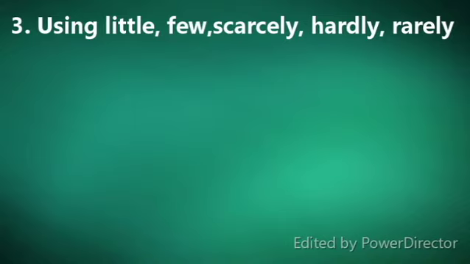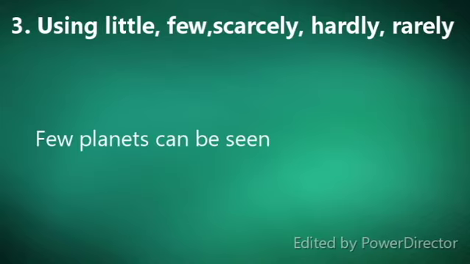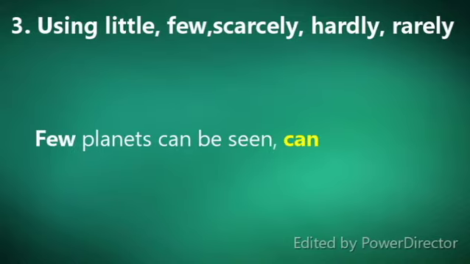Number 3. Using little, few, scarcely, hardly, rarely. These words are considered negative words. Example, few planets can be seen. We can start with the auxiliary verb can. Here, few is the negative word, so no need to add any negative form in the question tag. Then pronoun of the subject, they. Thus, can they is the question tag.